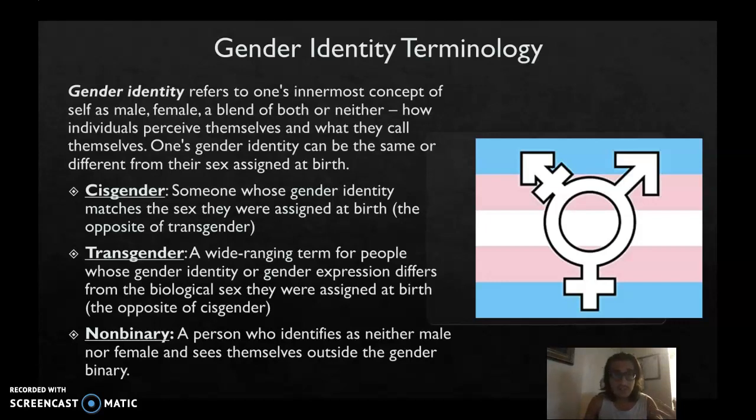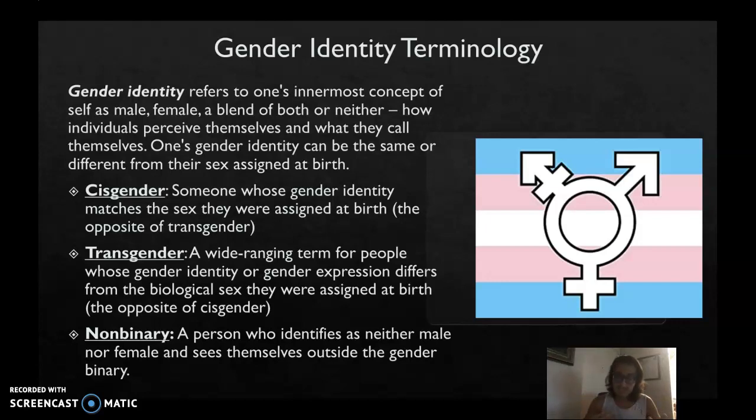When we're talking about gender identity, there's a number of terms that I want to introduce that you may or may not be familiar with. The first is cisgender. Cisgender refers to someone whose gender identity matches the sex that they were assigned at birth. For example, at birth I was assigned the sex male. Today I identify as a man. So the gender that I identify with today, being a man, is the same as the sex that I was assigned at birth. So I am a cisgender man.